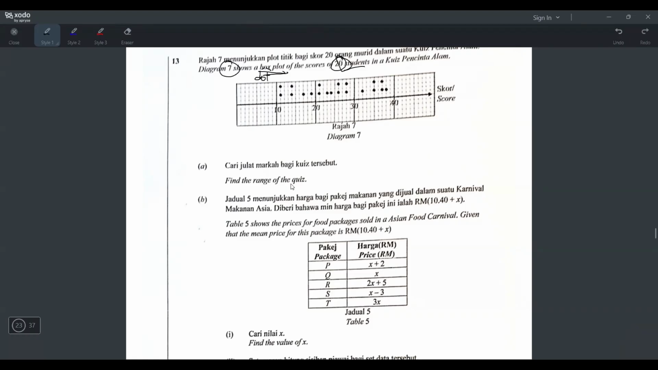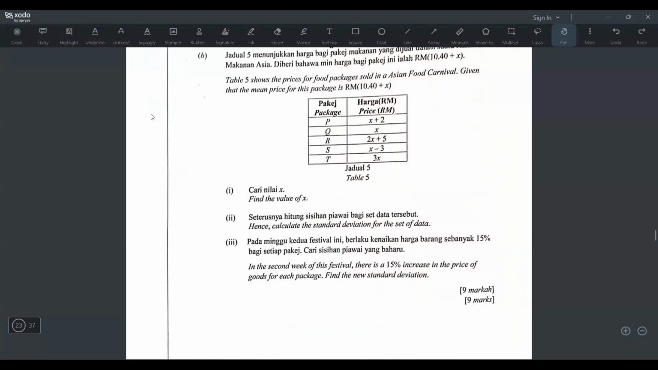Okay, so for A, they want to find the range. The range formula is you take the maximum value minus the minimum value. In this case, you take the highest score minus the lowest score. The highest score is 38, right? The lowest score is 11. So the answer is 27. Nothing much to explain, it's very easy. Okay, now let's go to B.